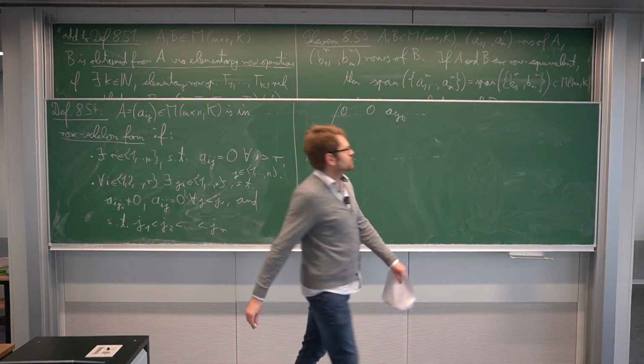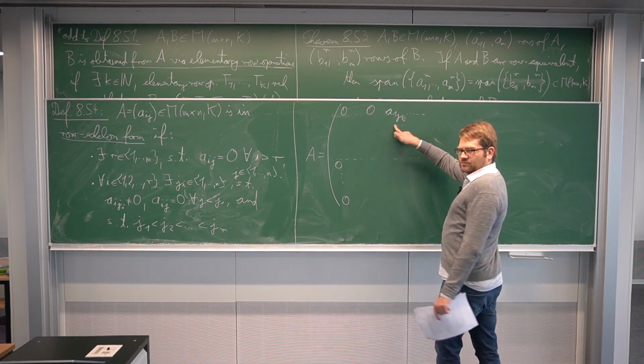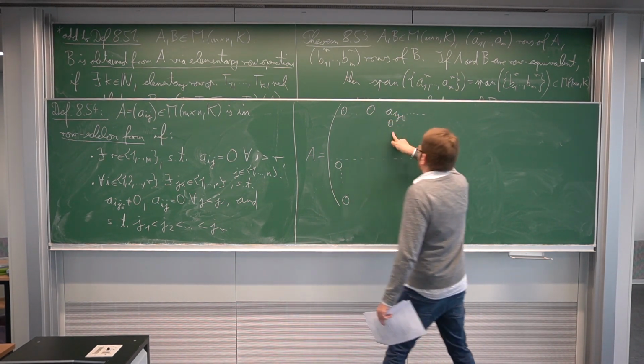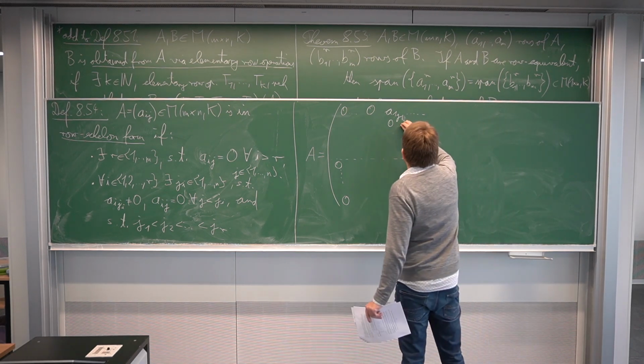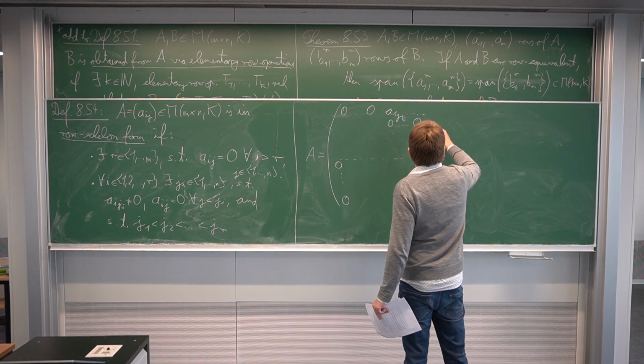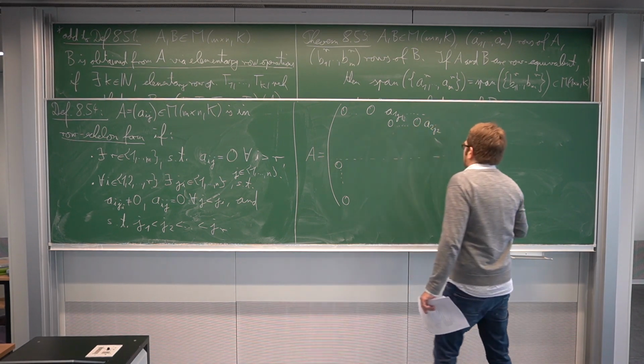So this means it must be a column which is to the right of this one. So strictly below this one, we need 0. So in the second row, here must be a 0. And then, of course, we might have more zeros. And then at some point, we have A2, J2, and so on and so on.